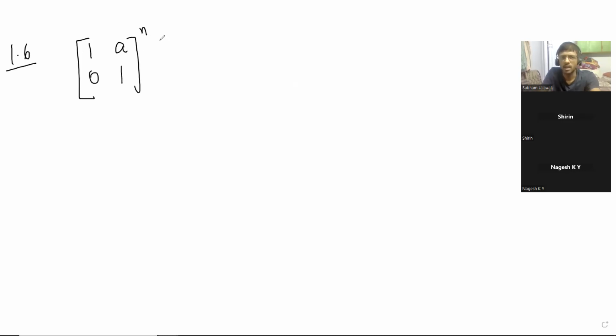The next question, in this sequence only? 1.6. Okay. The blank spaces are for 0. Yes, that's the convention. So the first part is okay, but the second one, 1 a 0 1 to the power n. So how to do it n times? Is that for n times? Yes, for any n, and the answer will be in terms of n, right?